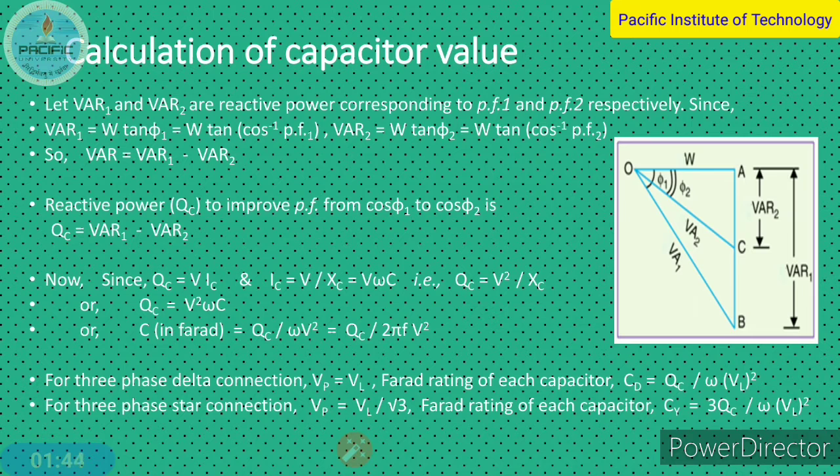Now this is calculated for the single phase circuit. For a three phase delta connection, the line voltage is equal to the phase voltage, and the rating of each capacitor for the delta connection is given by QC divided by omega VL squared. For a three phase star connection, the phase voltage is equal to the line voltage divided by root 3. Therefore the rating of each capacitor for a star connection is equal to 3 QC divided by omega VL squared.